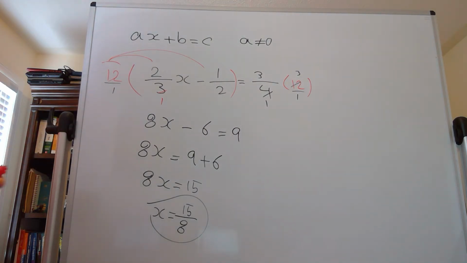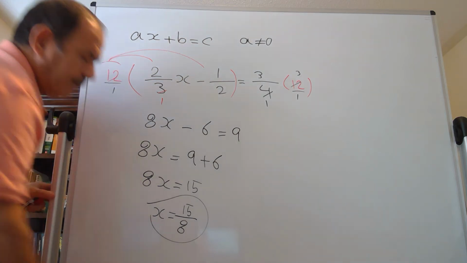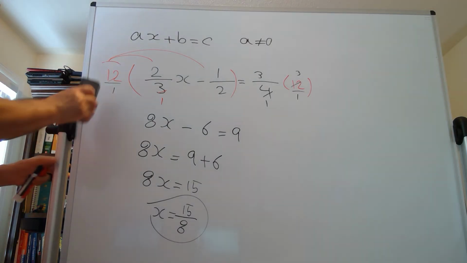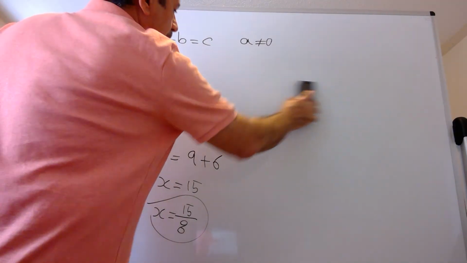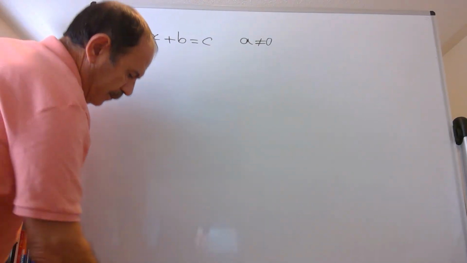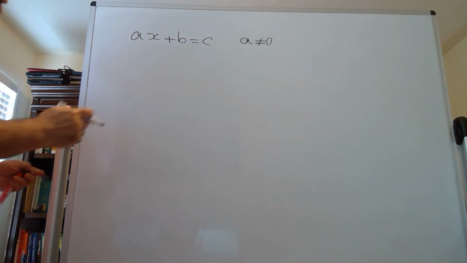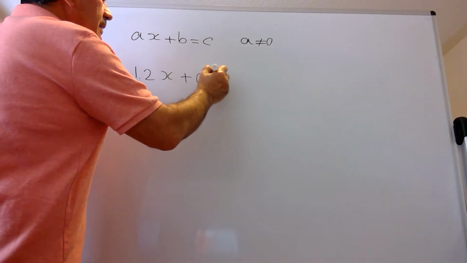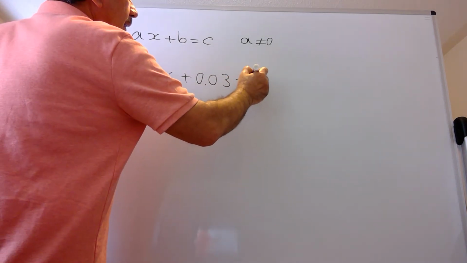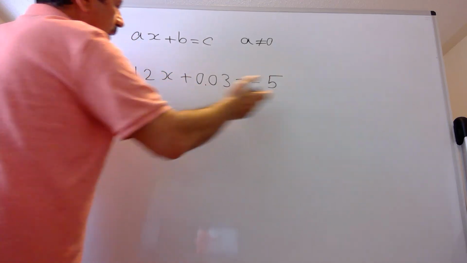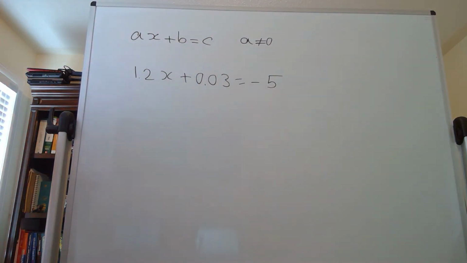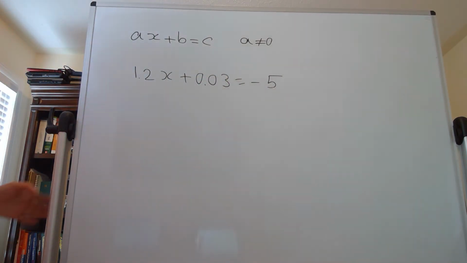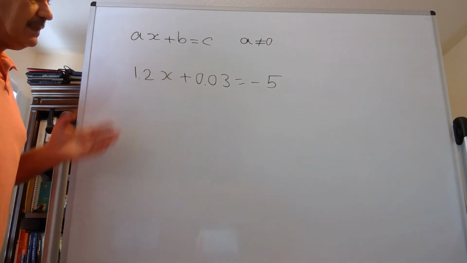Okay, let's do one example about decimals, when the constants or the coefficients involve decimals. Let's do this one: 1.2x plus 0.03 is equal to negative 5. I'm just making up the equation. Look here again, we have decimals involved. It's fine, it's not wrong if I keep working with this decimal format.